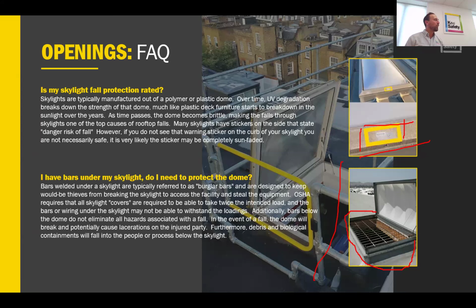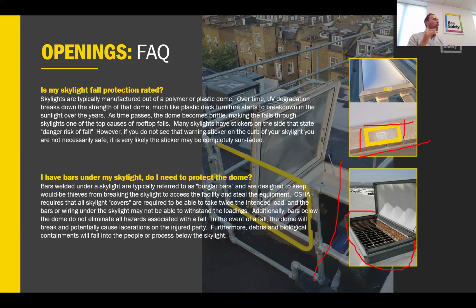The reason for that is so would-be burglars won't grab a ladder, climb up onto the roof, smash open the skylight, zip line down into the building, stack a couple Samsung TVs, throw it up through the roof and escape into the night, right? That's what those are there for. What they don't protect you from is if I fall into that skylight, what's going to happen? I'm going to get cut. The debris is going to fall down to the people below.